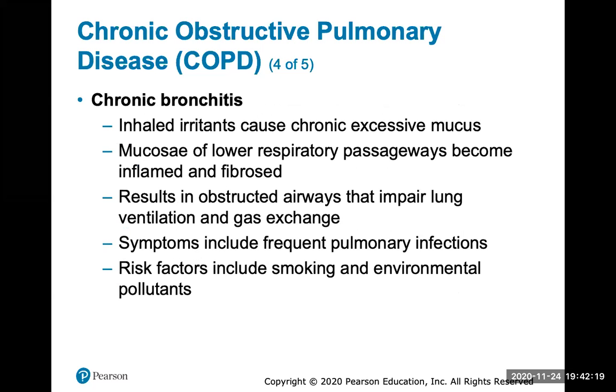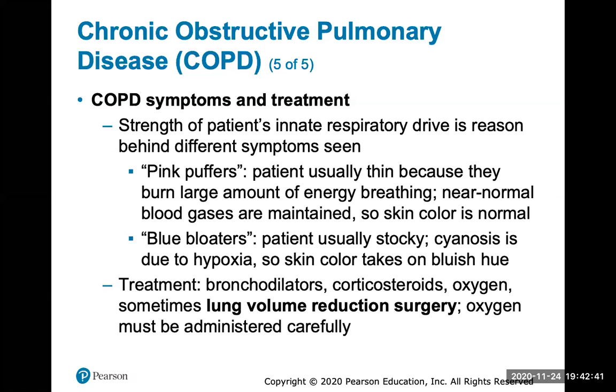Chronic bronchitis is just an inflammation of the bronchioles, usually due to an inhaled irritant. The mucosa becomes inflamed, fibrosed, and scar tissue forms. It results in obstructive airways that impair lung ventilation and gas exchange. Symptoms include frequent pulmonary infections. Smoking and environmental pollutants are a big thing that cause that.